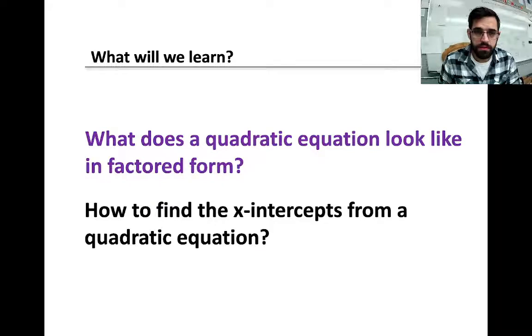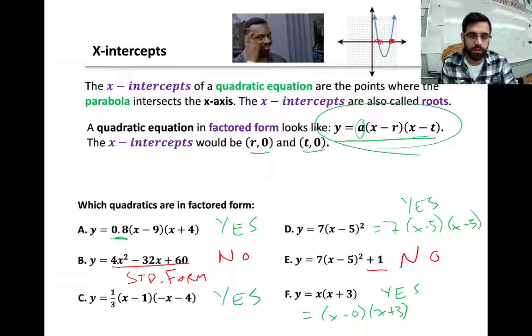What we're going to learn about in this lesson is what a quadratic equation looks like in factored form, and then how to find the x-intercepts of a quadratic equation. The x-intercepts of a quadratic equation are where the parabola crosses the x-axis. X-intercepts are also called roots. I think I called them roots earlier. This is why: the roots of a parabola are the x-intercepts.